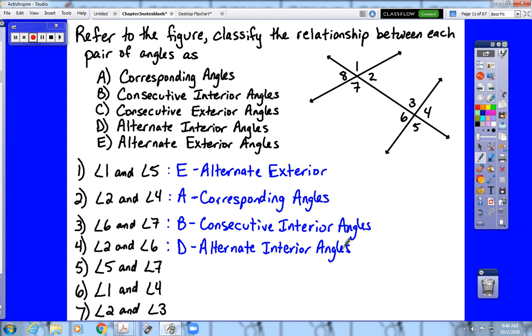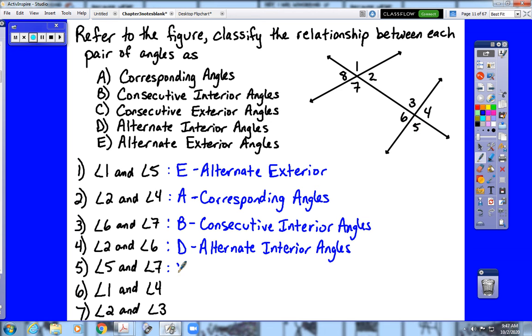Five and 7 are same orientation at different points of intersection. So 5 and 7 would be corresponding angles, or A.